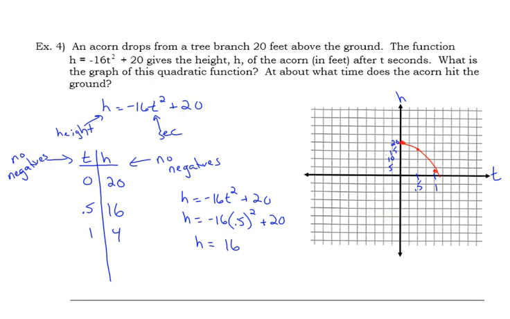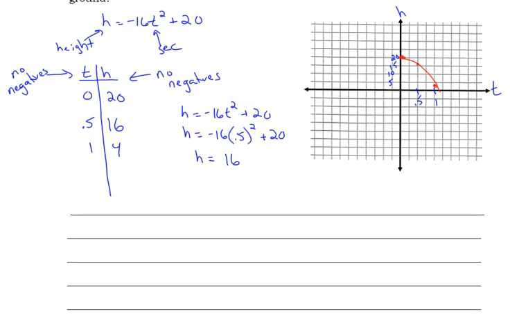The next question is, at what time does the acorn hit the ground? So notice we're just beyond the value of 1 here. So we're going to have a time that's a little bit greater than 1. We just have to figure out what it is. Now, the acorn hitting the ground means the height is equal to 0, because if the acorn's on the ground, it doesn't have a height.